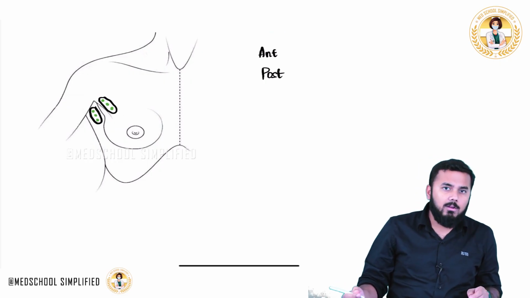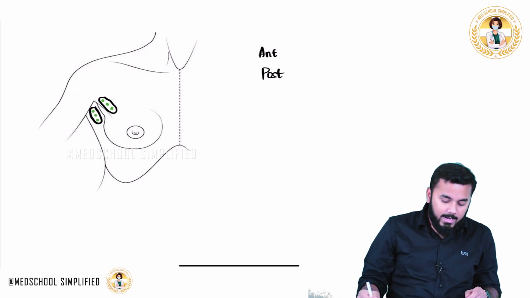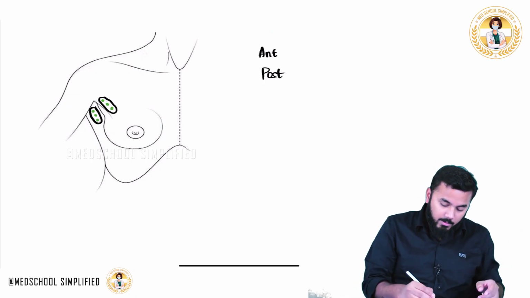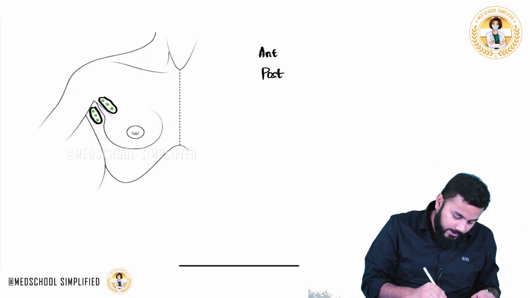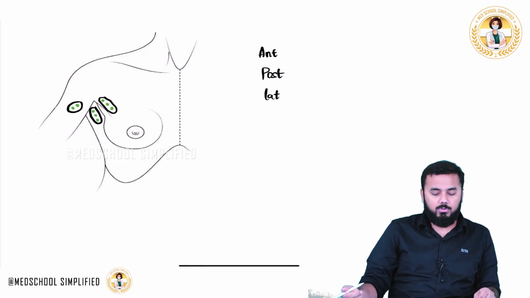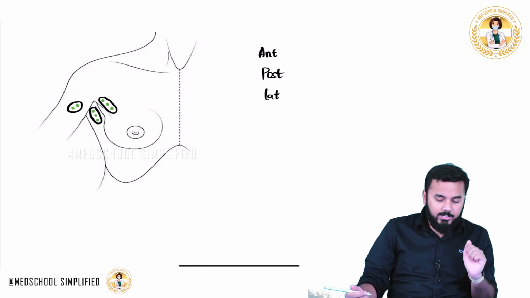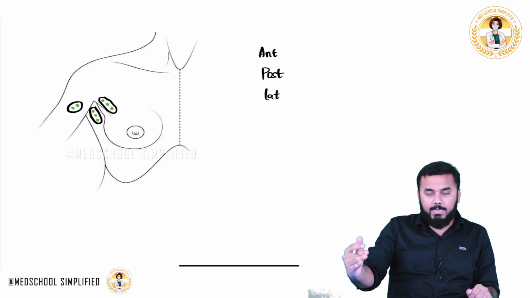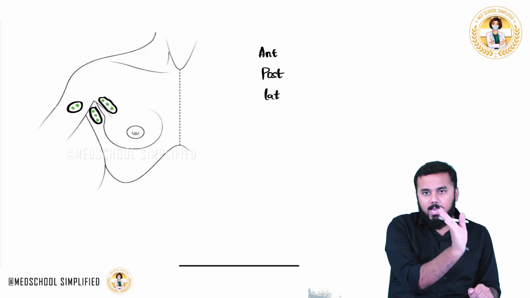Then there should be lateral also, right? So where are the lateral lymph nodes? Lateral lymph nodes will be away from the body, isn't it? So let us say that here we have got the lateral lymph nodes like this. These are the lateral lymph nodes. Okay. Next important thing is that there is anterior, there is posterior, there is lateral.